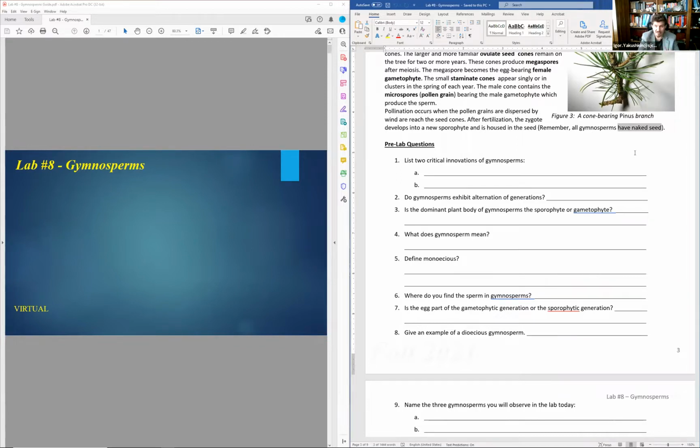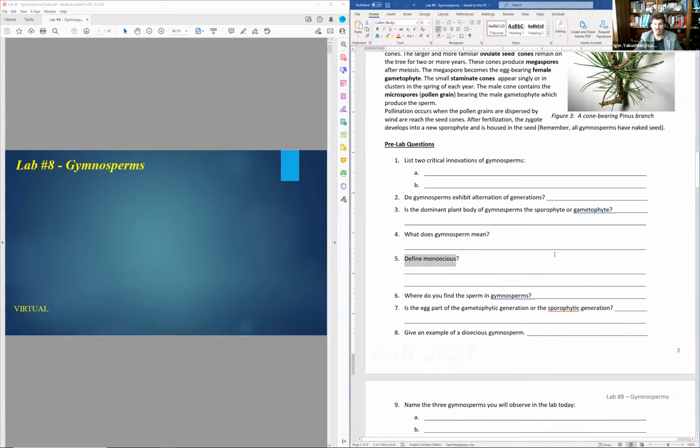They are called naked seeded not because the seed does not have a cover. It's not enclosed in a fruit. Lots of students think, well, it's naked, so it doesn't have a cover. Yeah, it does have a cover. The seed has a cover. It does not have fruits. It's not producing fruits.